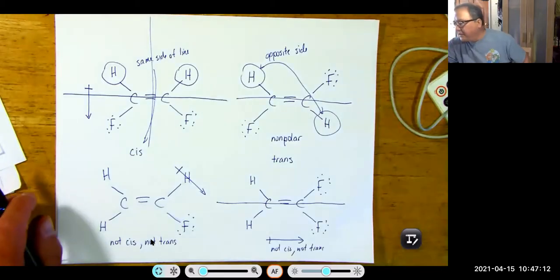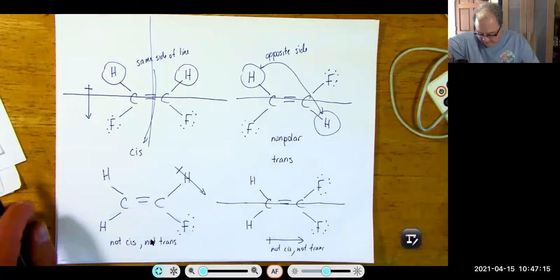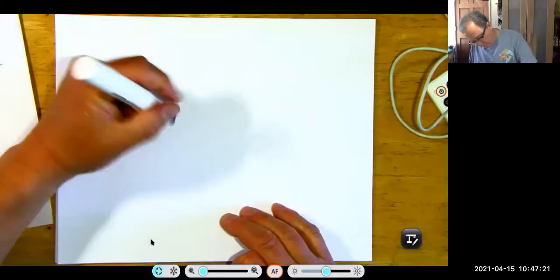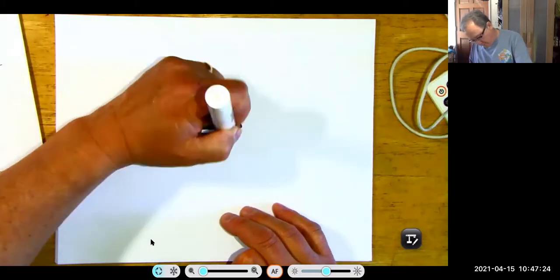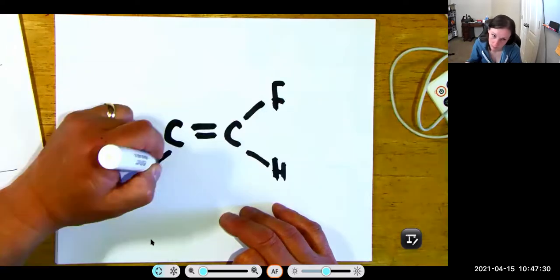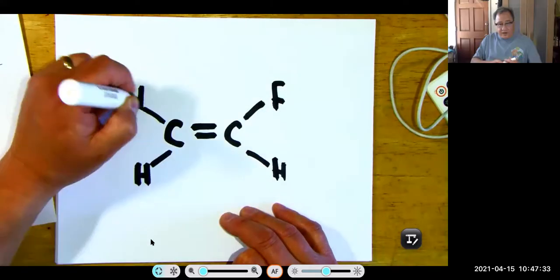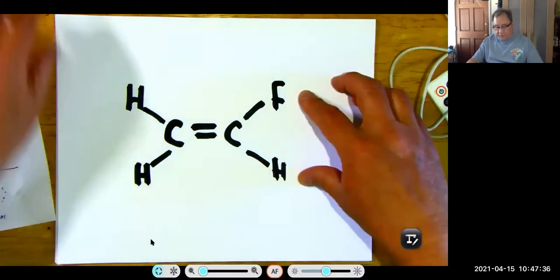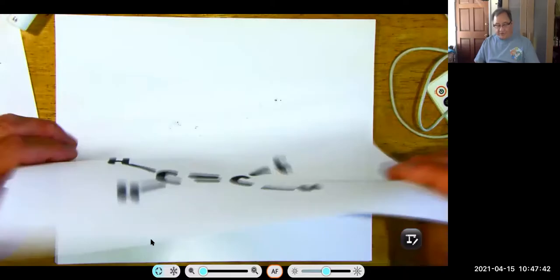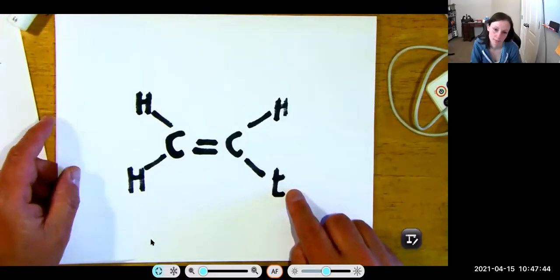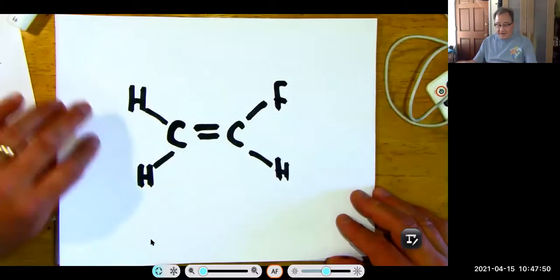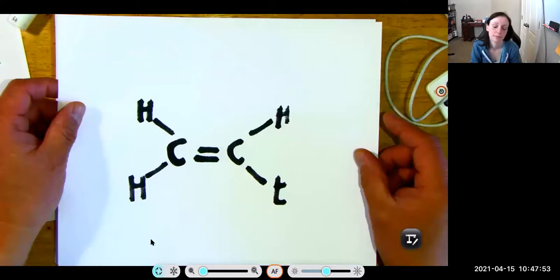Let me see if I can show you that another way. So here, if I switch this fluorine and this hydrogen, the fluorine would be on the bottom, right? Yeah. But let's look at this molecule from the opposite side. You see how the fluorine's on the bottom? So if I switch these two, I don't get a new molecule. I just get the same molecule, but looking at it from the backside. Right. Okay.